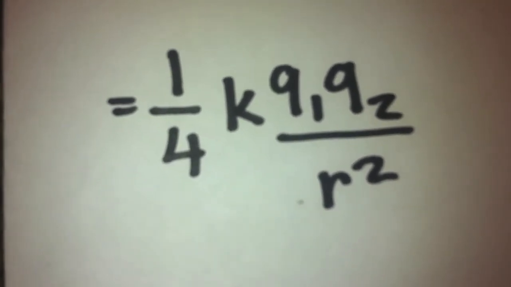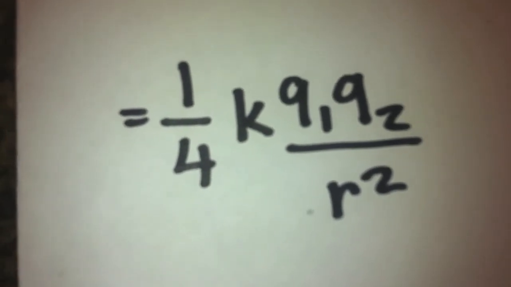In the same way, halving the distance would quadruple the force. In other words, Coulomb's law has something known as an inverse square law.